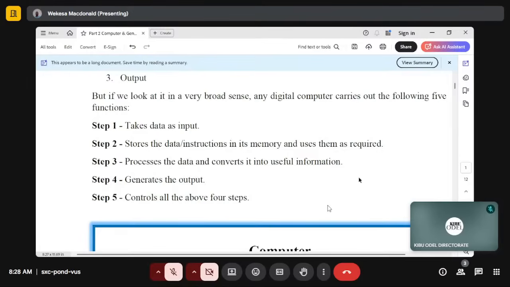Can your smartphone be regarded as a computer? Let me ask, can your phone be regarded as a computer? We have said that a computer must take in data, store the data or instructions in the memory, process the data and convert it into useful information, and generate the output. Anything that can do that is regarded as a computer.